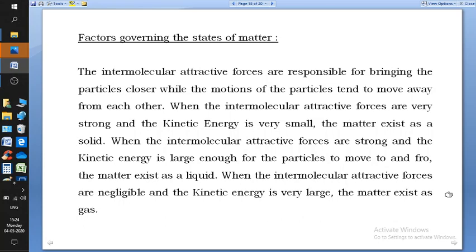But when the intermolecular attractive forces are negligible, meaning very weak, and the kinetic energy is very large, the matter exists as a gas. So when particles are in a gaseous state, they have a maximum amount of kinetic energy. Because of this, they don't like to stay in one place. They move randomly here and there, very far from each other. So this makes them exist in a gaseous state.